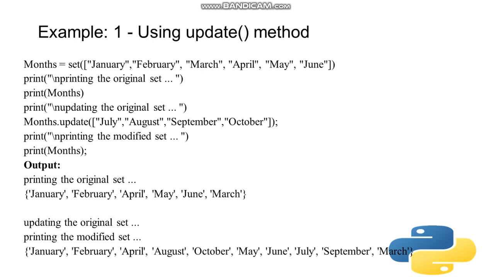at the same time. This is the difference between add and update. The add method will add only one element at a time, and the update method can add any number of elements at the same time.